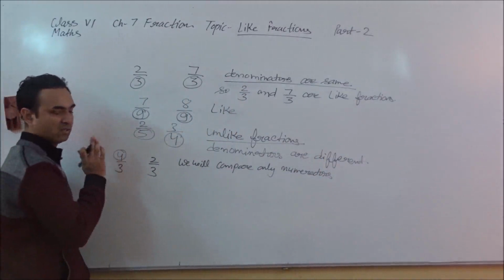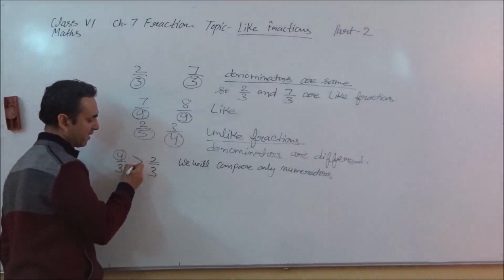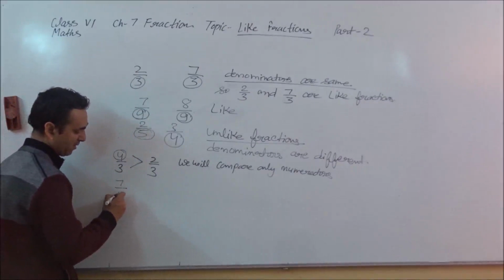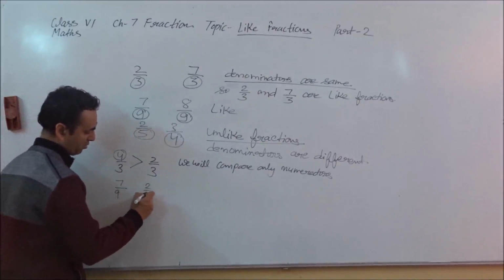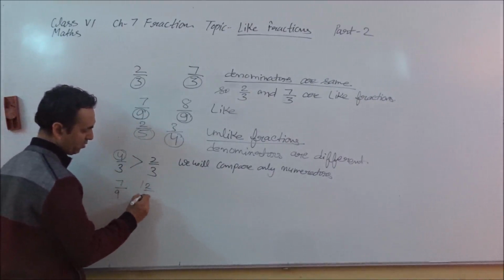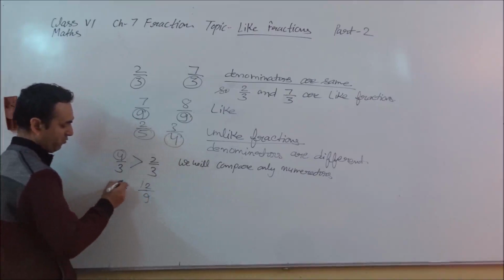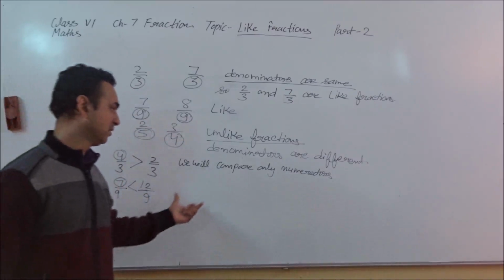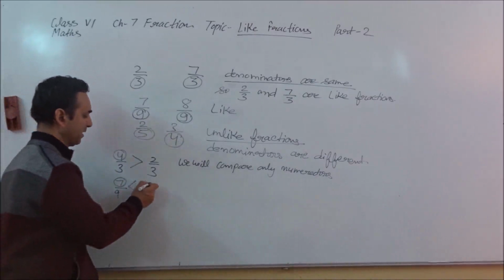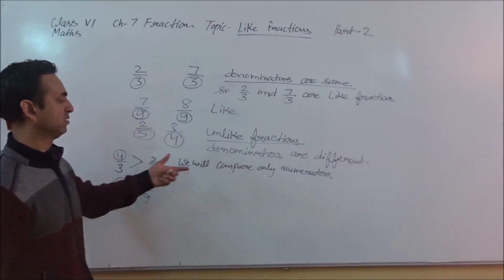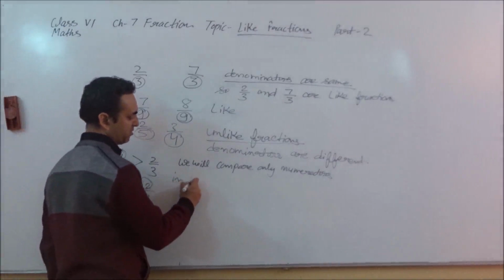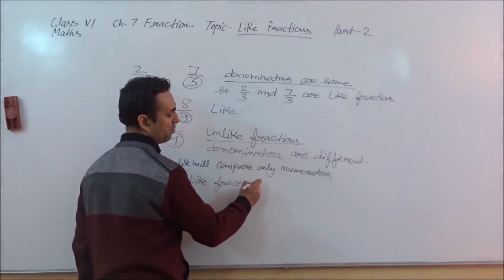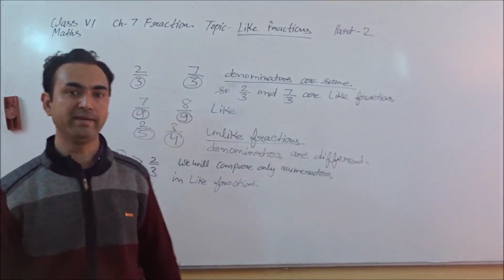First, 4 is bigger, so we write here greater than. Suppose 7 upon 9 and 12 upon 9. The first is smaller, so we write here less than. So we compare only the numerator in like fractions. Comparing like fractions is very easy. You have to compare only the numerator.